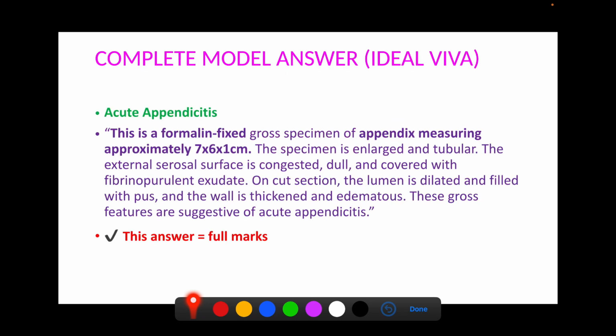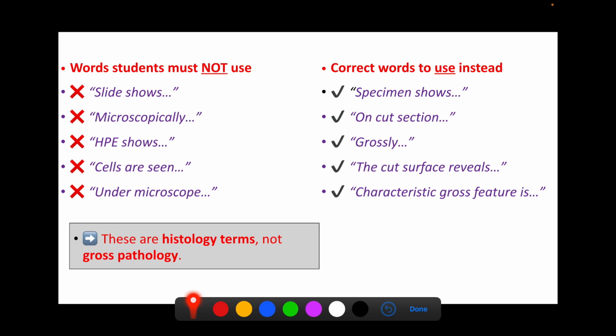So here is the complete answer for the appendix. If it is acute appendicitis: this is a formalin fixed gross specimen of appendix measuring approximately this by this by this centimeter. This specimen is enlarged and tubular. The external serosal surface is congested, dull and covered with fibrinopurulent exudate. On cut section, the lumen is dilated and filled with pus and the wall is thickened and edematous. So these gross features are suggestive of acute appendicitis. So this answer will give you full marks.